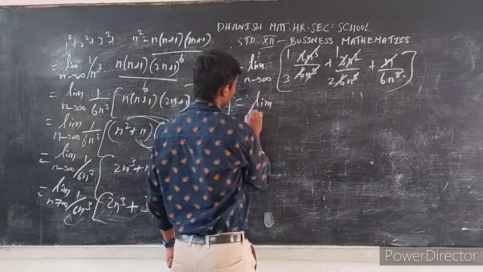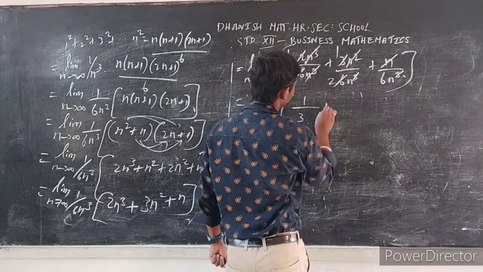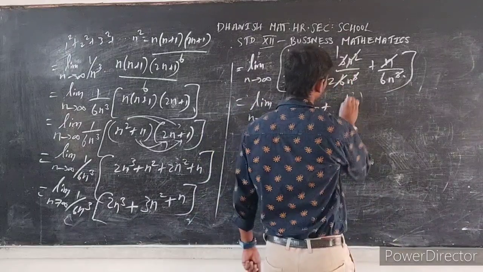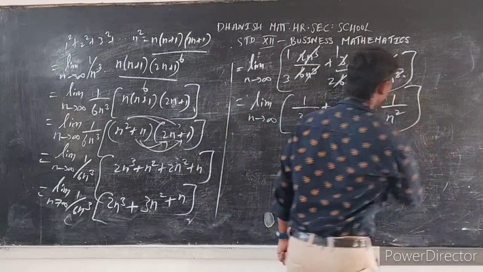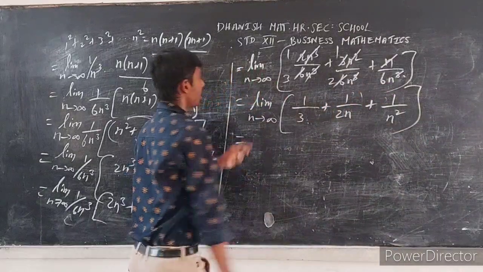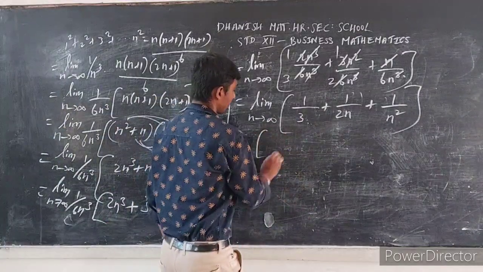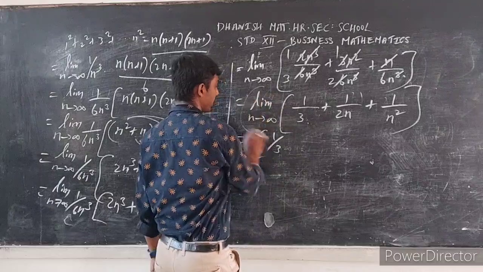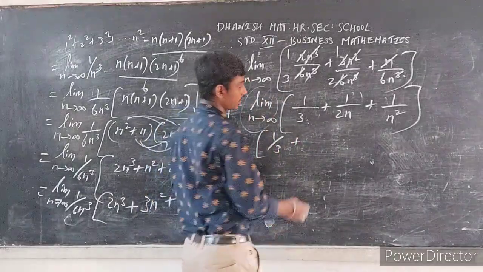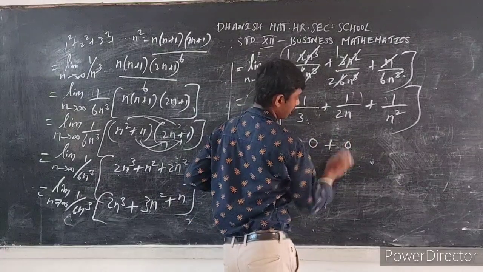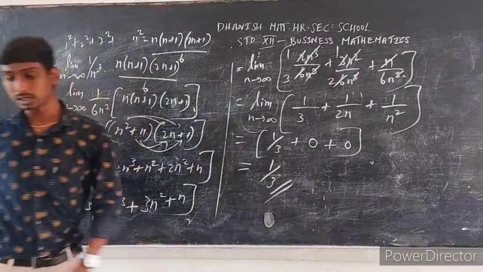So let's write this one. Limit n tends to infinity, here we are going to write like this: 1 by 3 plus 1 by 2n plus 1 by n square. So what is the value for n here? That will be infinity. Now I am going to substitute into the term. No need to write limit in the next term, because we are going to substitute this n value. We get 1 divided by infinity, which is 0, and here is also 0. So what is the remaining value? That will be 1 by 3, is the answer for this question.